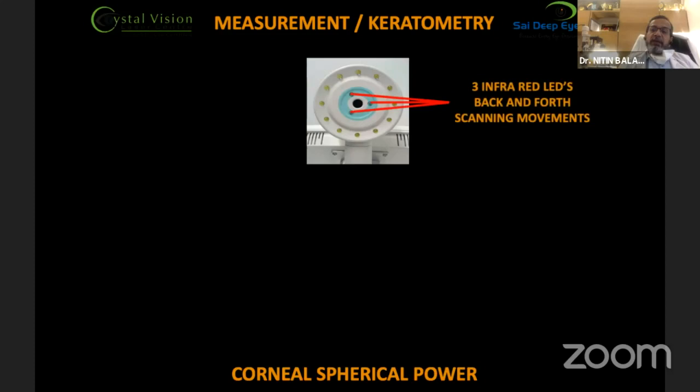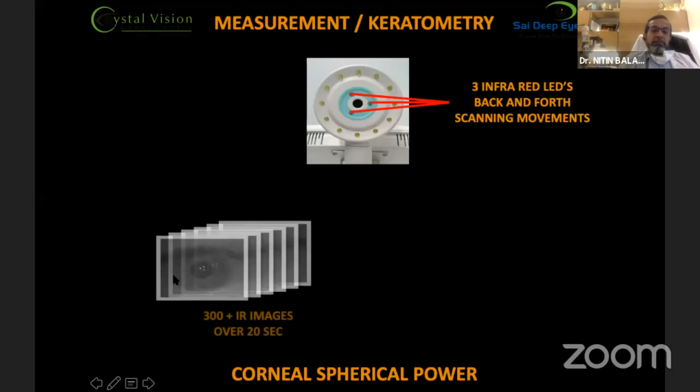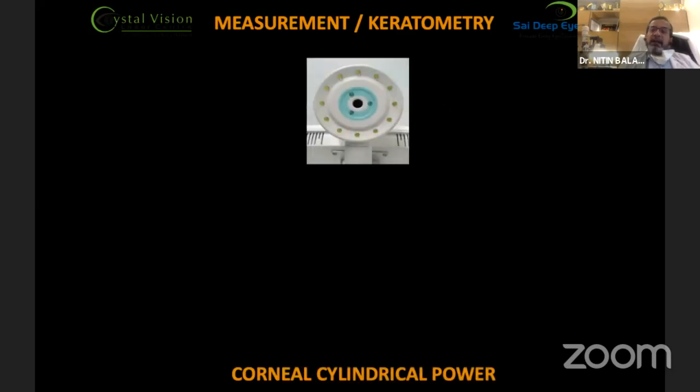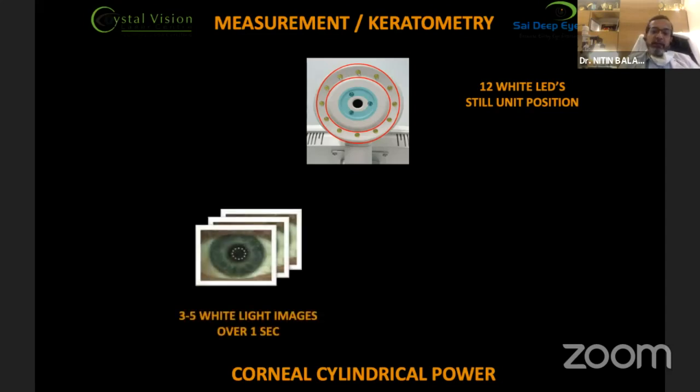And this corneal spherical power is measured by the back and forth movement of the console with the help of the three infrared LEDs. The unit takes about 300 infrared images over a period of 20 seconds and scans an area of about 0.8 to 1.2 millimeters of the cornea with the help of 900 plus corneal reflections. The corneal cylindrical power is measured with the help of the 12 white LEDs with the console in the still position, not in the forward and backward moving position.